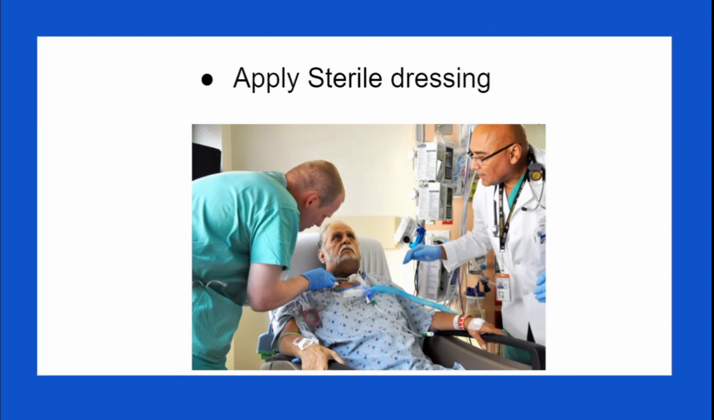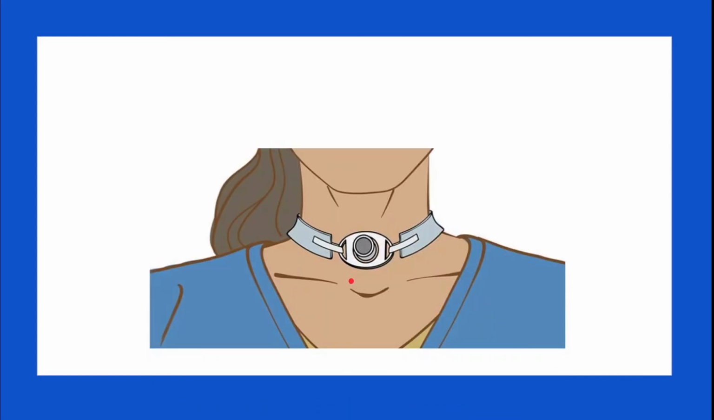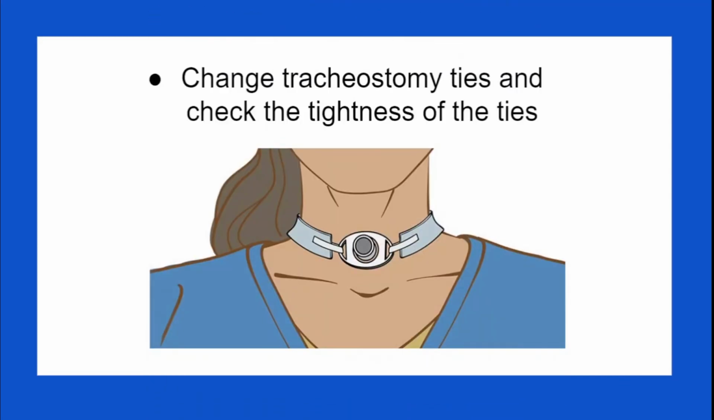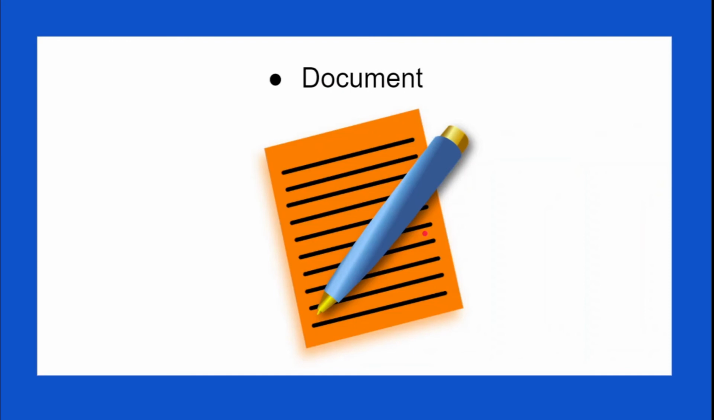Then you have to apply the sterile dressing. See, this is the sterile dressing. Here, as I said, the gauze dressing is placed. Then you have to change the tracheostomy ties and check for the tightness of the ties. These are the tracheostomy ties. And you have to document whatever your findings are and all your nursing procedures in your nurse's notes.